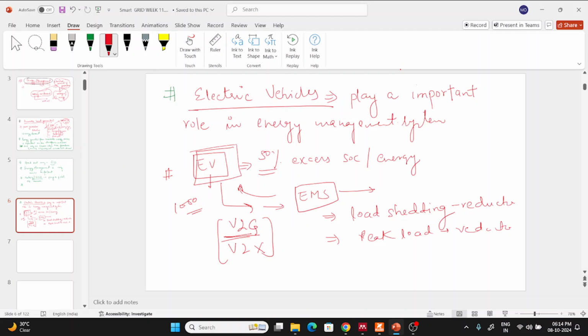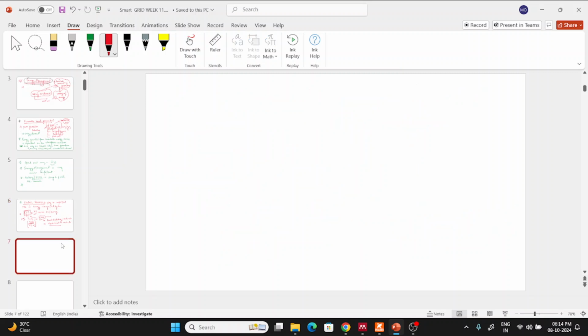So the peak energy demand will be shared by conventional electric vehicles or also the battery storage system. This is a broad classification of how the electric vehicle or any battery storage system plays an important role in energy management. Now, why is energy management very important?